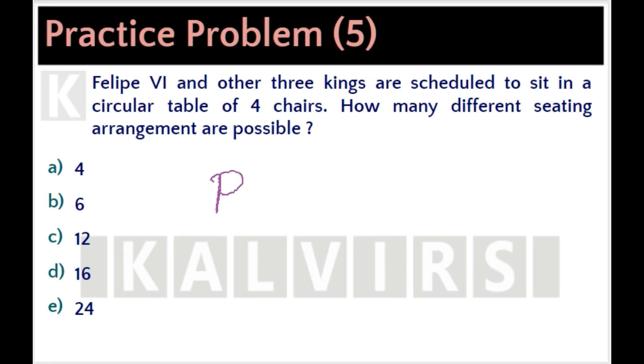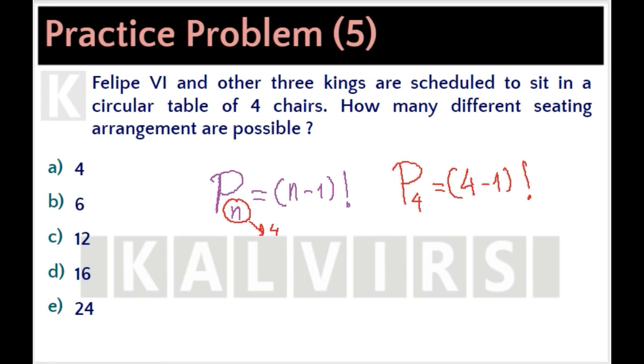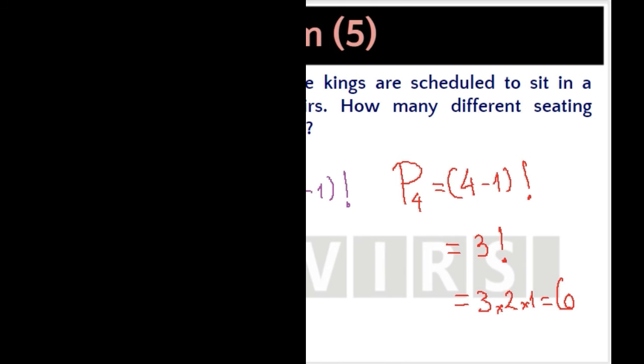Circular permutation of n objects equals n minus 1 factorial. In this problem, n equals 4. Therefore, circular permutation of 4 elements equals 4 minus 1 factorial. Finally, we get 3 factorial. 3 factorial equals 3 times 2 times 1, which finally is 6. Choice B is correct.